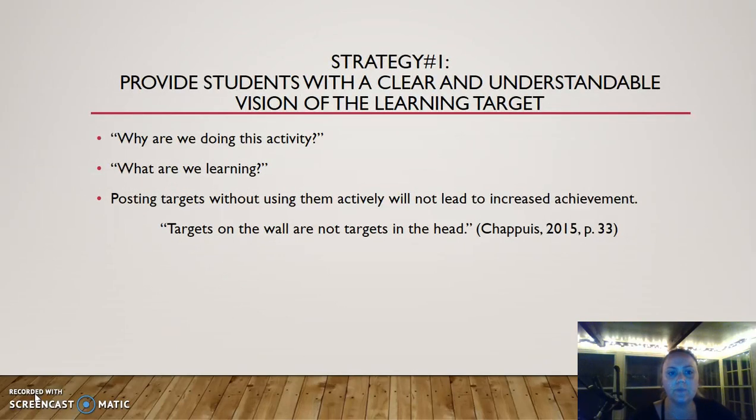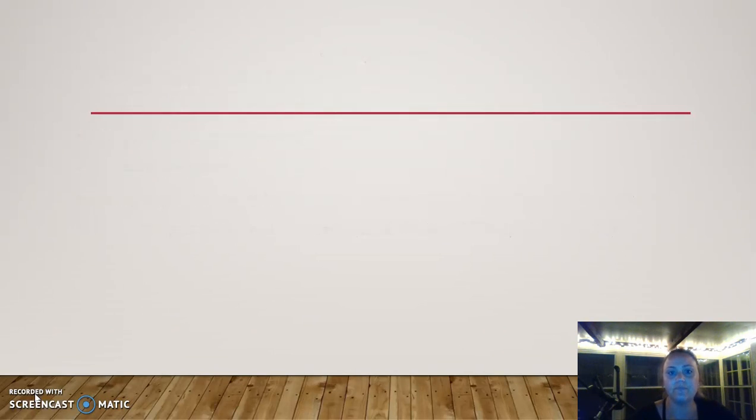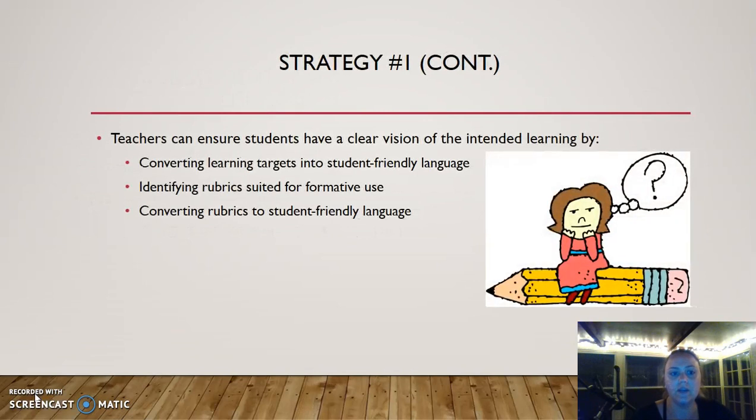Strategy number 1 is provide students with a clear and understandable vision of the learning target. Why are we doing this activity? What are we learning? And posting targets without using them actively will not lead to increased achievement. As stated in the text, targets on the wall are not targets in the head. Teachers can ensure students have a clear vision of the intended learning by converting learning targets into student-friendly language, identifying rubrics suited for formative use, and converting rubrics to student-friendly language.